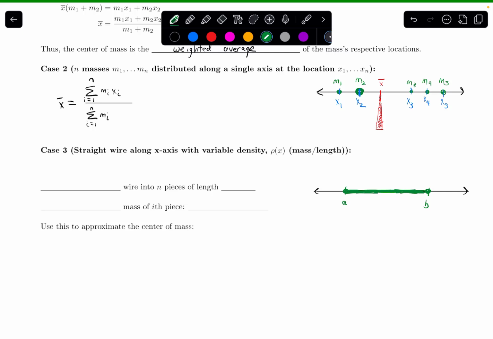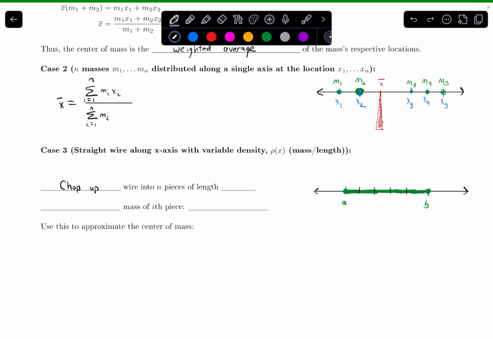So, we have a way to handle this if there were n discrete point masses. But here I have infinitely many points along the way. So the way we're going to do this is to chop this up into pieces. Chop up the wire into n pieces. Don't worry about drawing the exact same number of tick marks as me. Just make sure you have several.